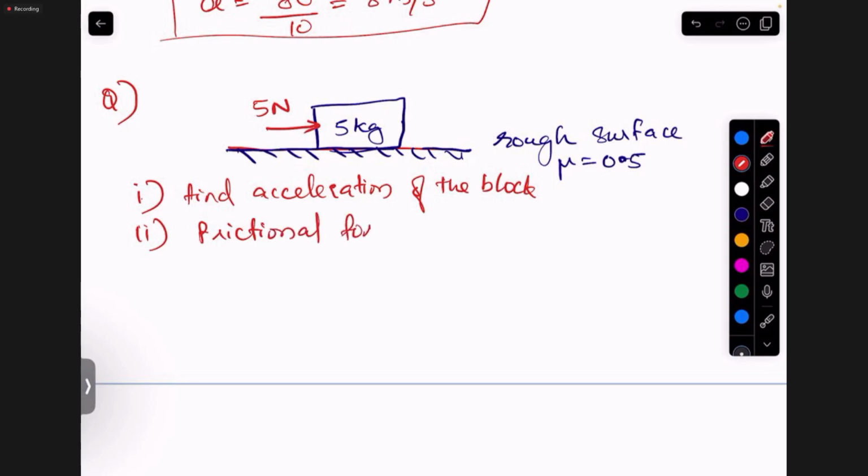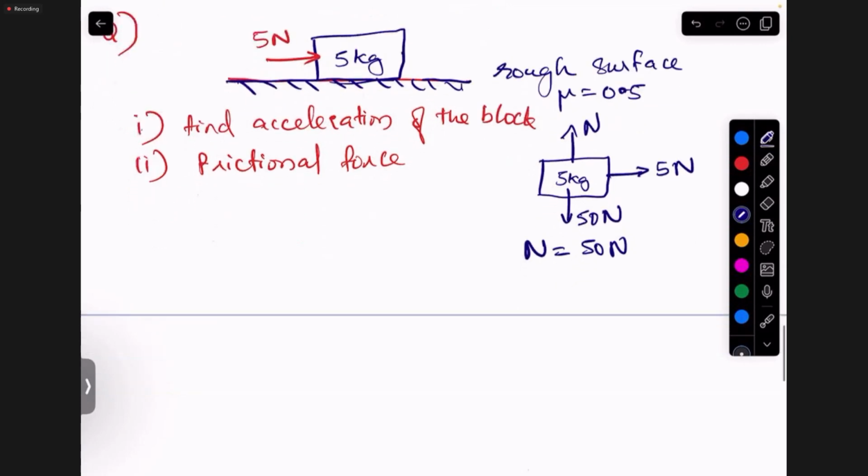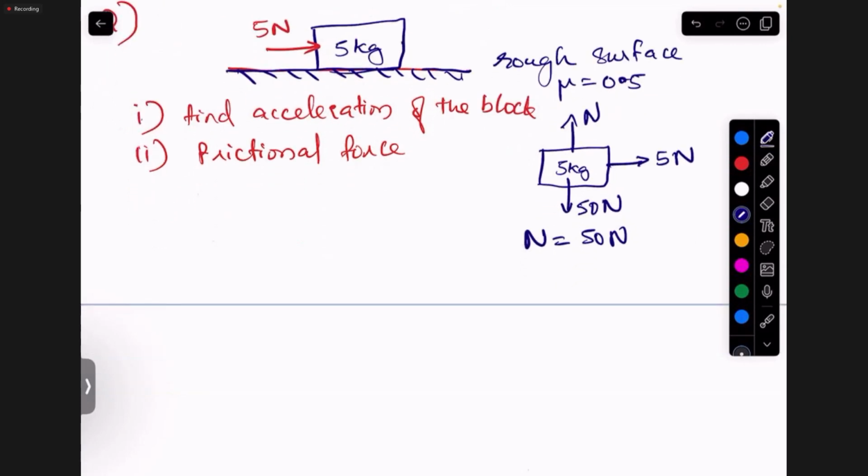Frictional force. Okay. So first I'll draw a free body diagram of the block. The FBD of the block will be like this: 5 kg is here, so 50 Newton will act downwards. Because of that, there will be a normal reaction. And since the block is not moving in the vertical direction, N equals 50 Newton. Now there's an applied force towards this side, that is 5 Newton. Because of this 5 Newton acting on that side, the frictional force will act in the opposite direction, that is F towards the left.